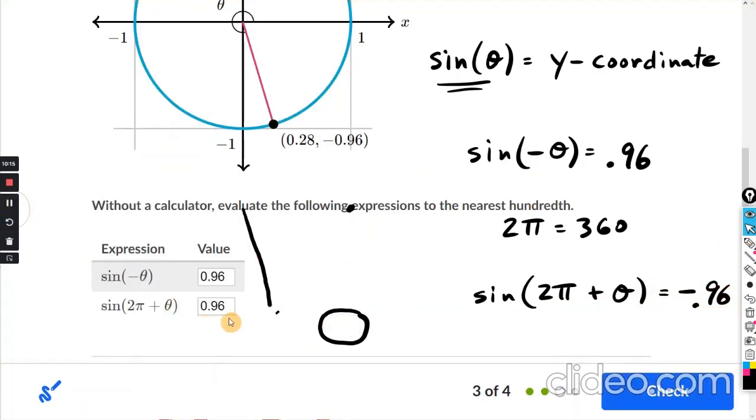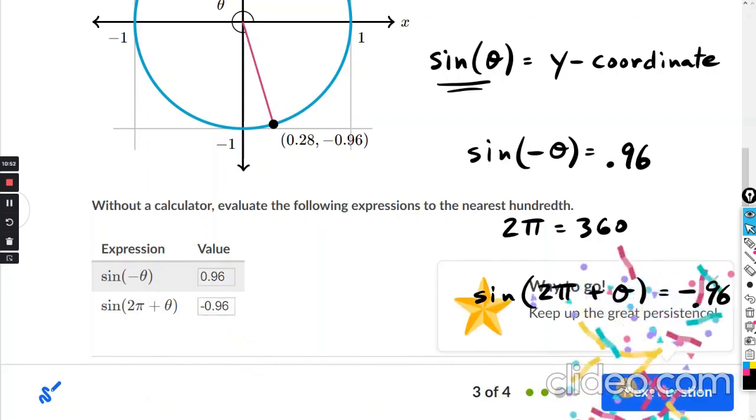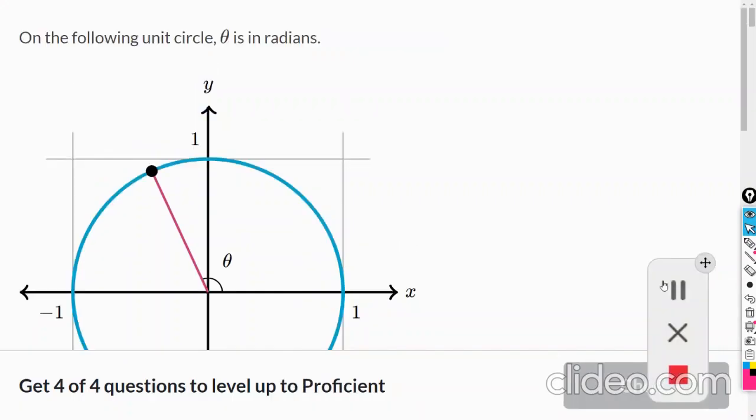So just enter that in the box. Okay, I forgot the negative sign on this one right here. I should have written negative 0.96. So there you go. All right, one more problem here.